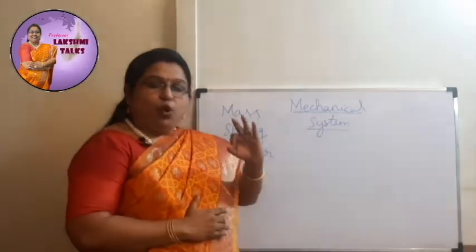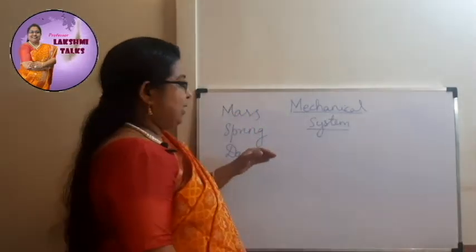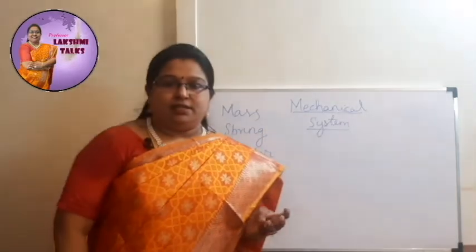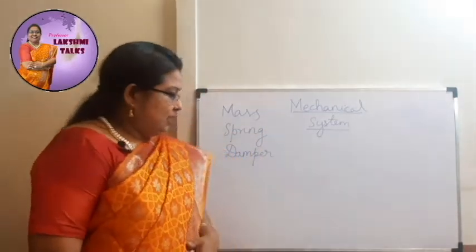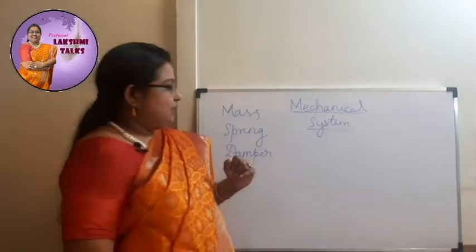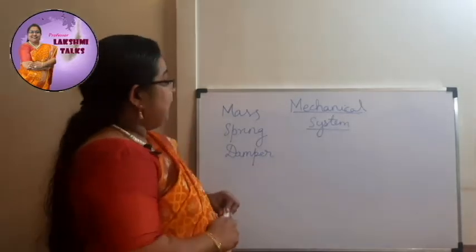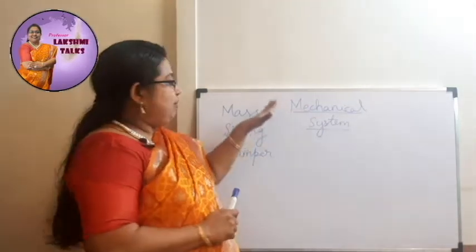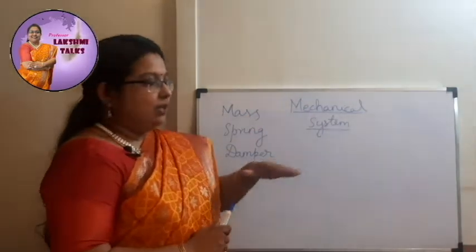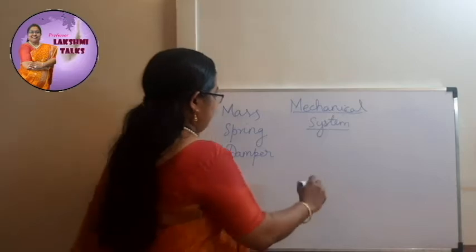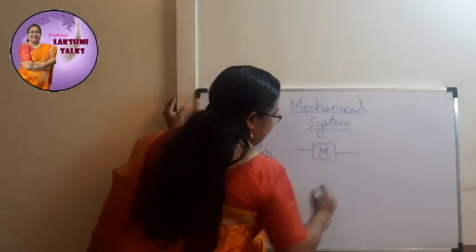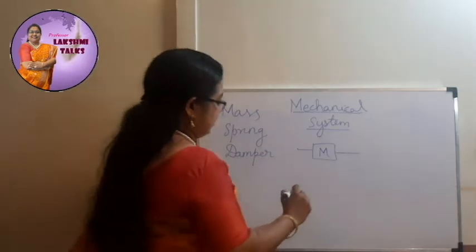How to model these three elements mathematically? In an electrical system, typically you have resistor, capacitor, inductor, right? So similarly in a mechanical system, these are the three basic elements. Now we'll see how to notate a mass, spring and a damper, and then we'll go for the mathematical equation. A mass is given as a rectangle with the mass M in the center.